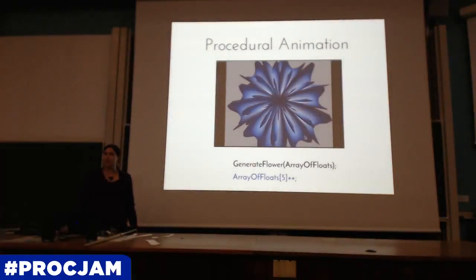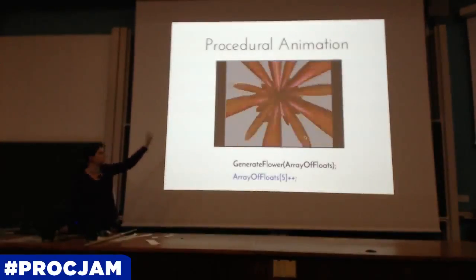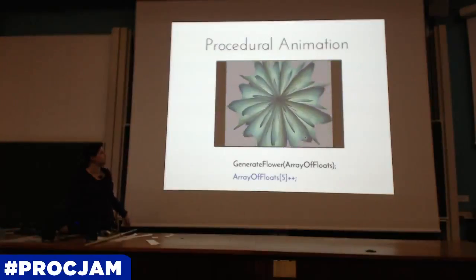You can even just slide one value back and forth. So this is sliding, I think, position and color back and forth, and that gives me this cool 3D animation of a flower as well. I do a lot of stuff with flowers.